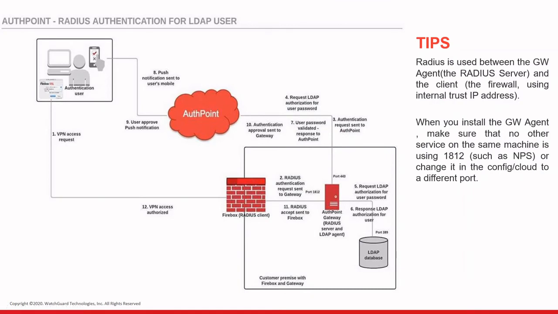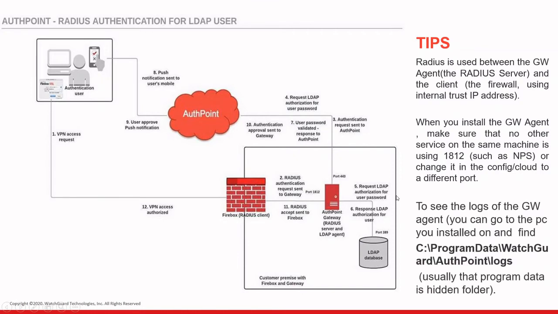The second tip: when you install the Gateway agent on this internal server or device, make sure that you don't have any other server such as NPS, because it's going to conflict on port 1812. You can actually change this Gateway agent to use any other port other than 1812. Last thing is to see the logs of this Gateway agent. You have to log into that machine and go to ProgramData, WatchGuard, AuthPoint logs.